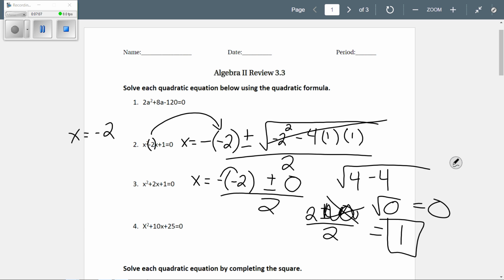And because the square root of 0 was 0, we only have one answer on this problem. Most of them will have 2, but this one had 1 because we were square rooting 0. Because remember right here, 2 plus 0 is 2, 2 minus 0 is 2. It was the same number. Okay, and then 2 divided by 2 is 1. All right?